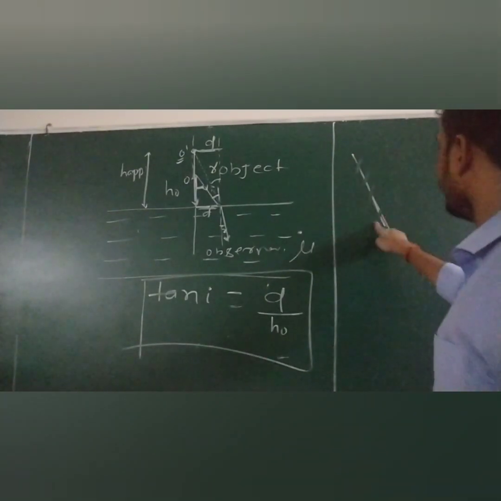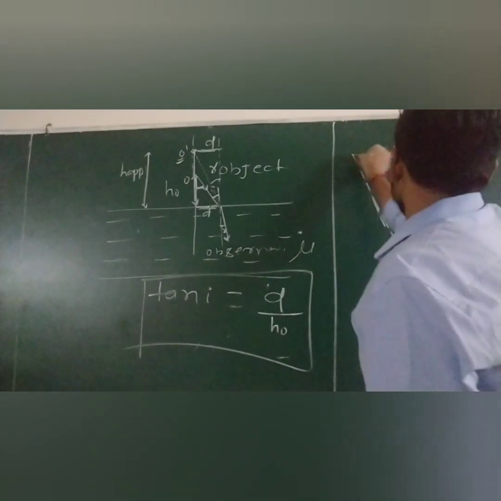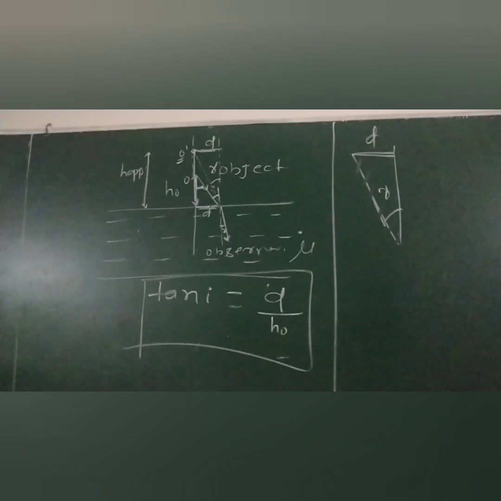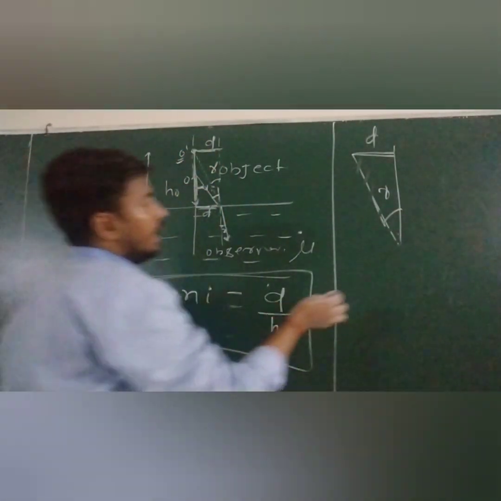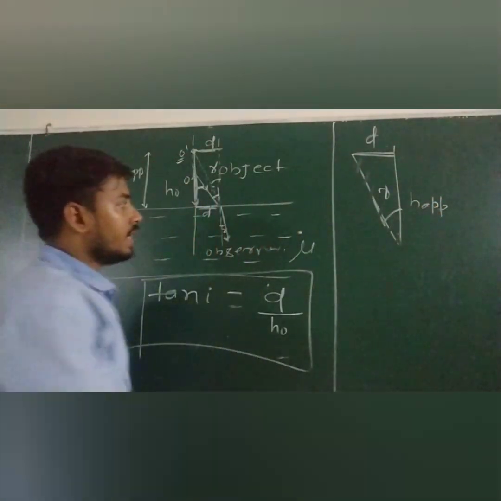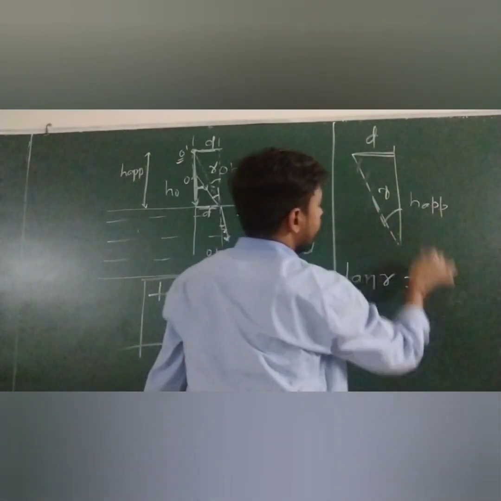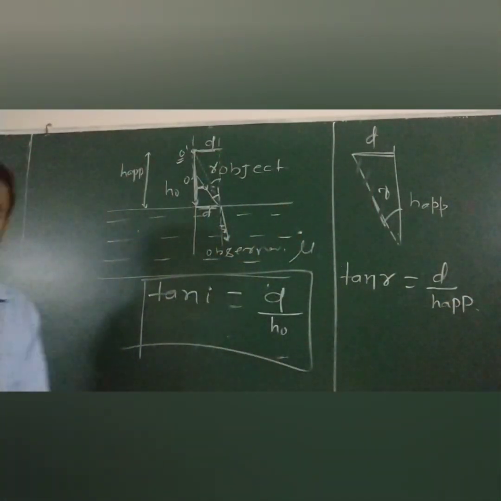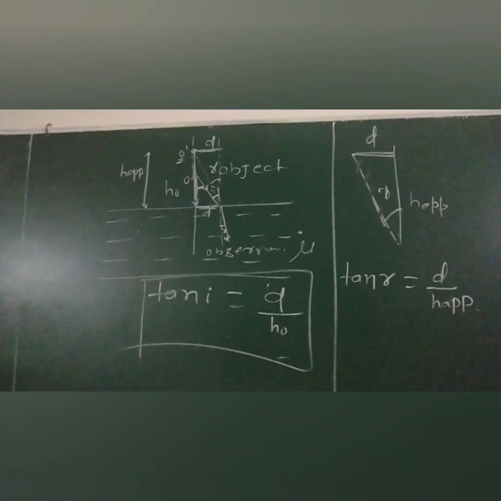This is a dashed line, basically this line, and this is D. And this is R. This total height is H apparent. In this case, we can say tan R is equal to D by H apparent.